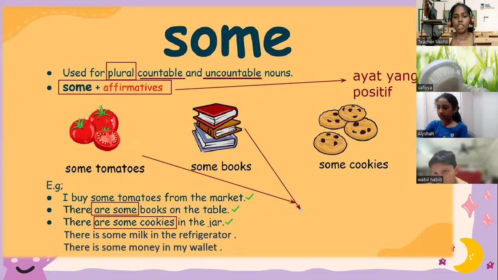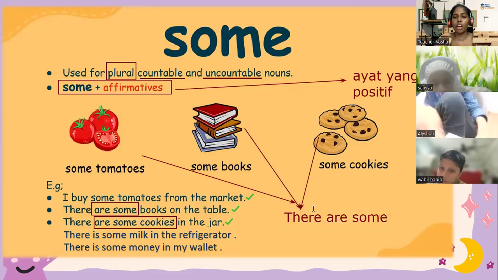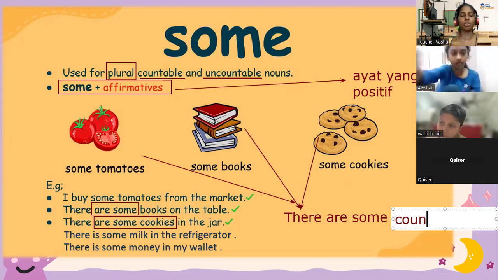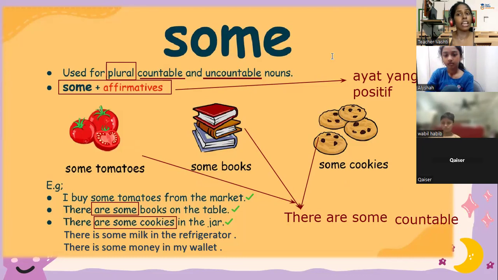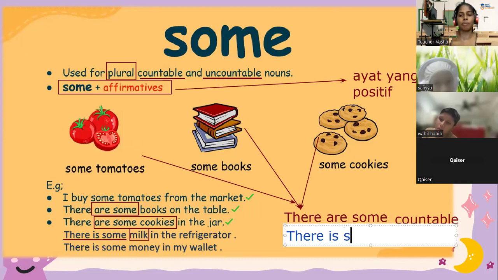Some tomatoes boleh kira, books boleh kira, cookies boleh kira. So kita guna apa? What do we use? We use there are some. Okay, there are some untuk benda yang boleh dikira. Kalau tak boleh kira, seperti milk. How about there is some milk in the refrigerator? Ayatnya positif. Tapi milk boleh kira tak? Tak boleh. Kalau tak boleh kira, guna there is some. Sebab uncountable.